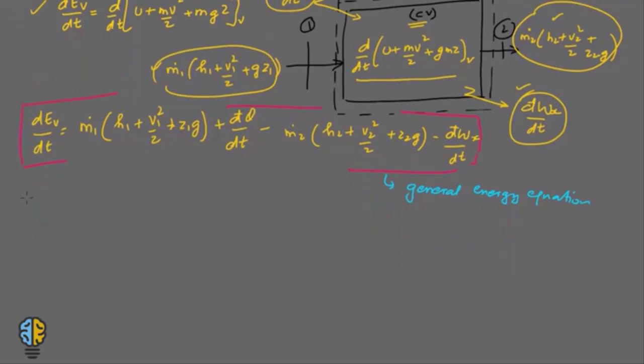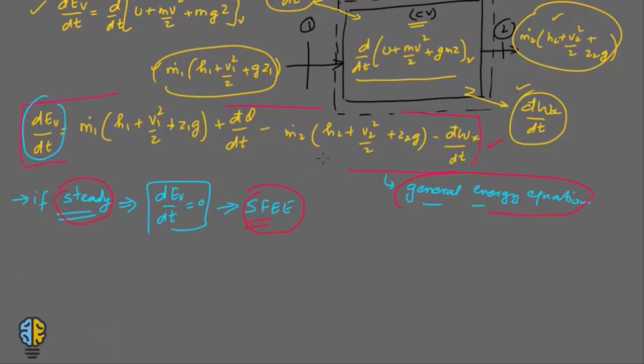Now, two special conditions. If the system is steady, for a steady operation the rate of energy accumulation is 0. So dEV by dt is equal to 0. When this becomes 0, the general energy equation becomes nothing but your steady flow energy equation. This is a point worth remembering: for a steady flow operation, the general energy equation becomes the steady flow energy equation.